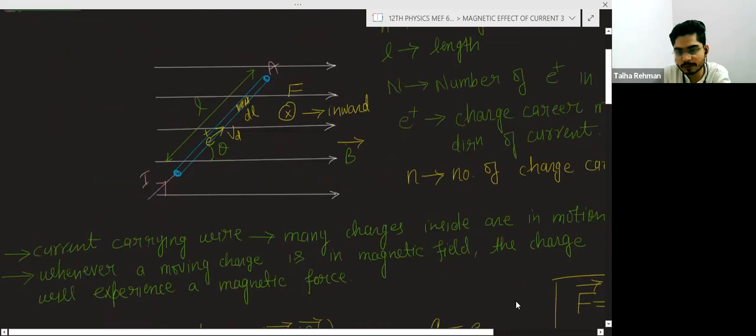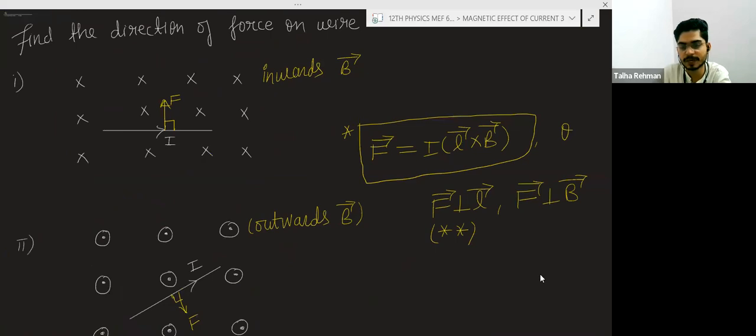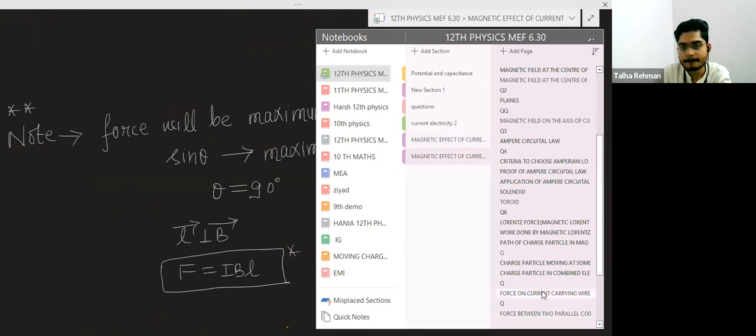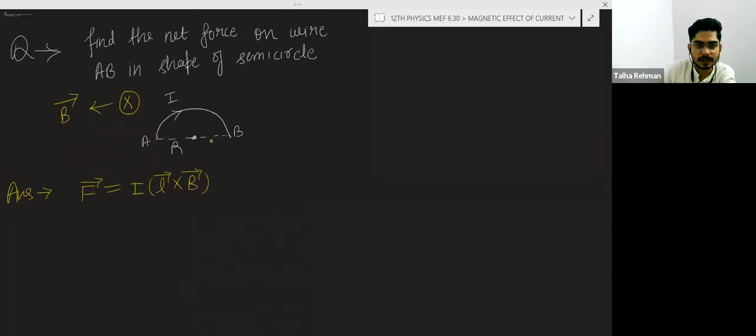Now, if you will use this formula for the semicircular wire or for some loop or any other type of wire, then in that case, what will you do? Just write this formula in the scalar form, that is ILB sin theta, and theta is the angle between the length vector and the magnetic field vector.